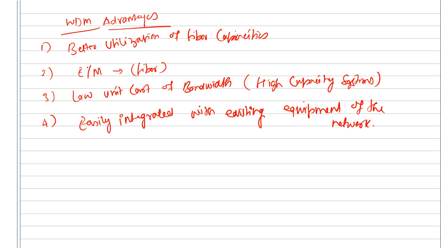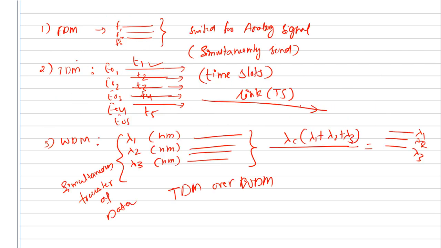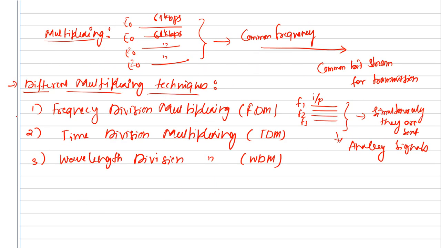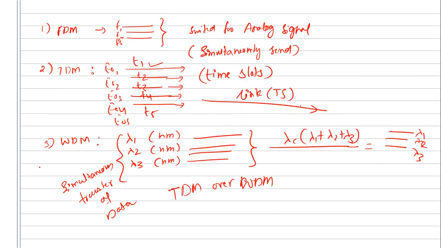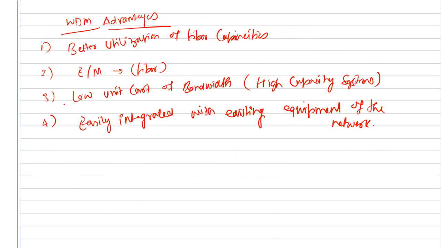So once we have learned regarding different techniques, so we have frequency division multiplexing, time division multiplexing, and wavelength division multiplexing, and we saw each of their examples and their advantages. Next, we will learn regarding something called transmission types. So we have different transmission types. Under these also we have three types.